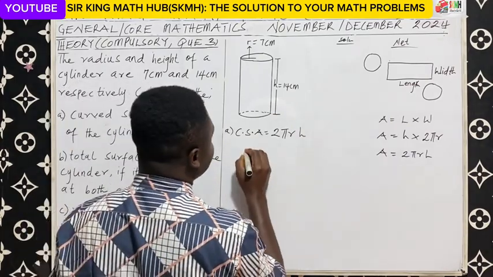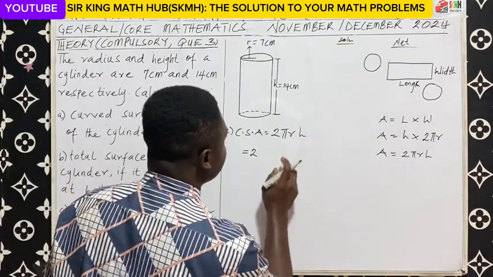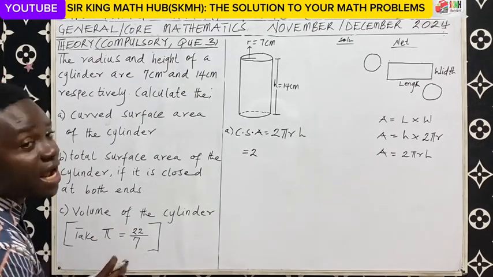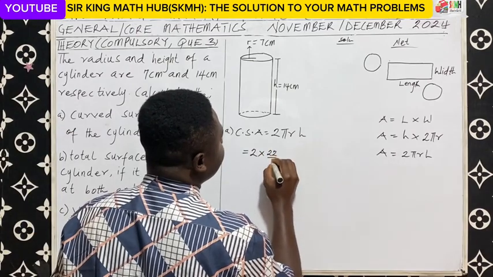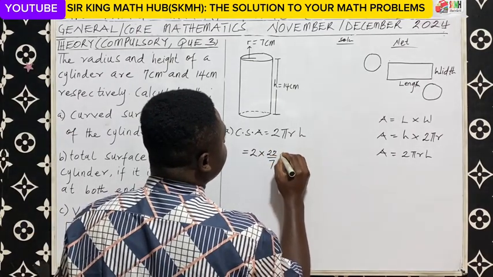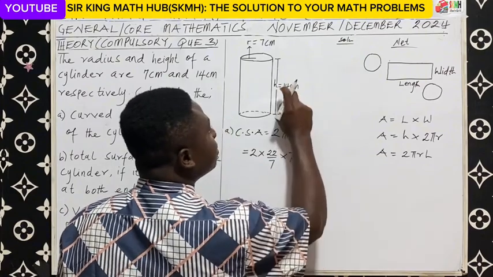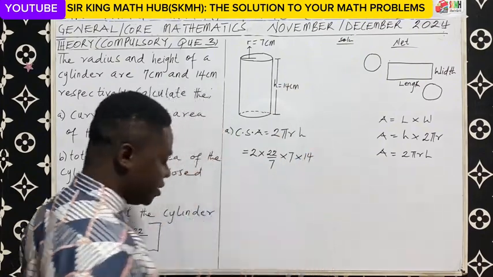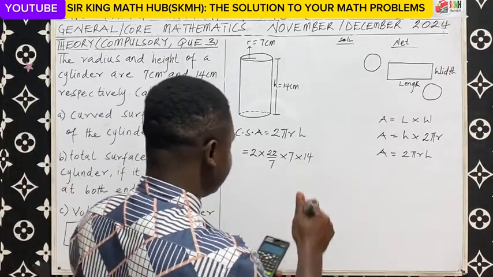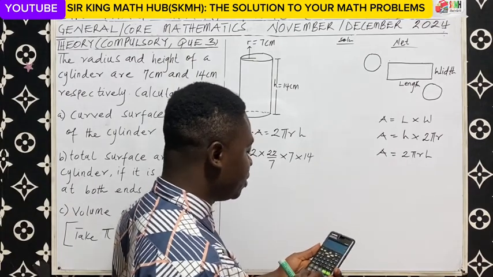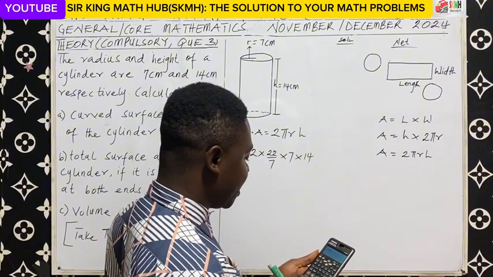So with this, let's substitute the values into the formula. In the question, we were supposed to take pi as 22 on 7. So pi will be 22 on 7, multiplied by the radius, which was given as 7 centimeters, multiplied by the height, which is 14 centimeters. So now, let's enter this information into the calculator. So 2 times 22 on 7 times 7 times 14.